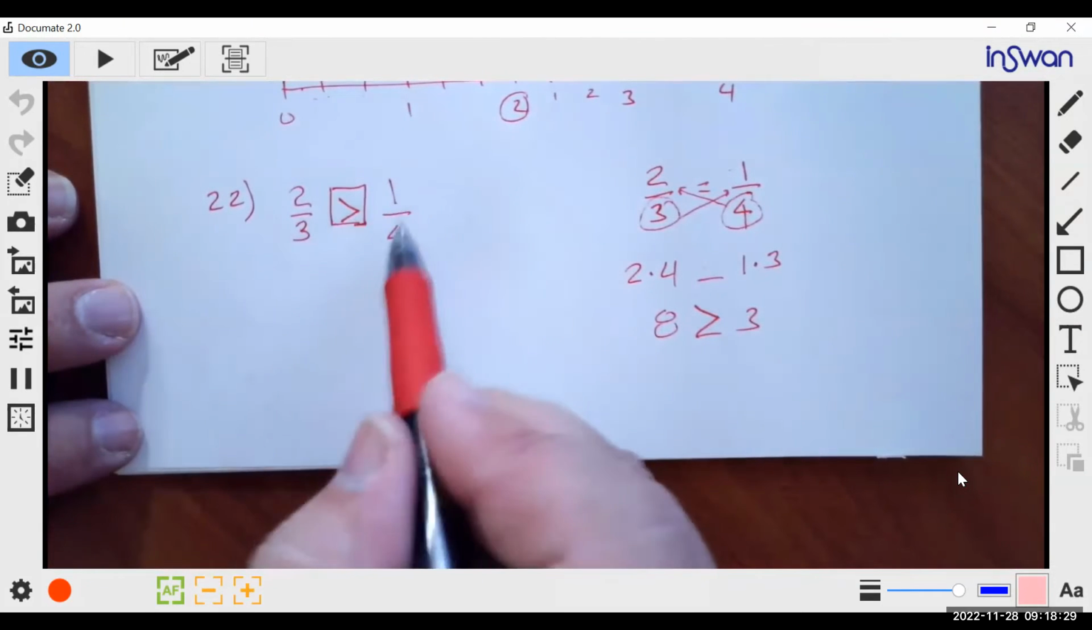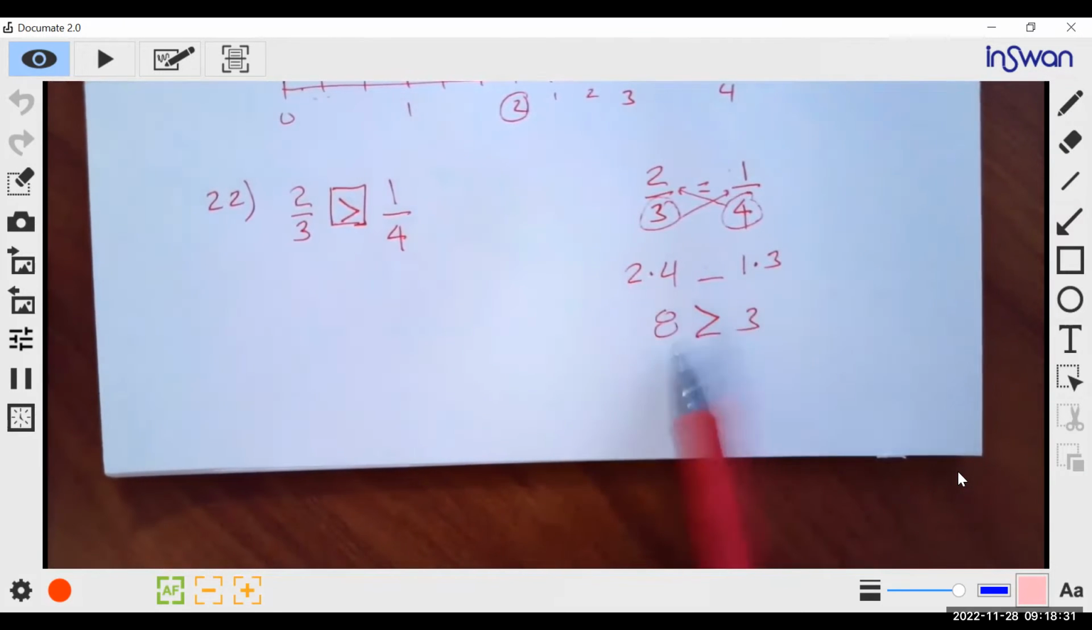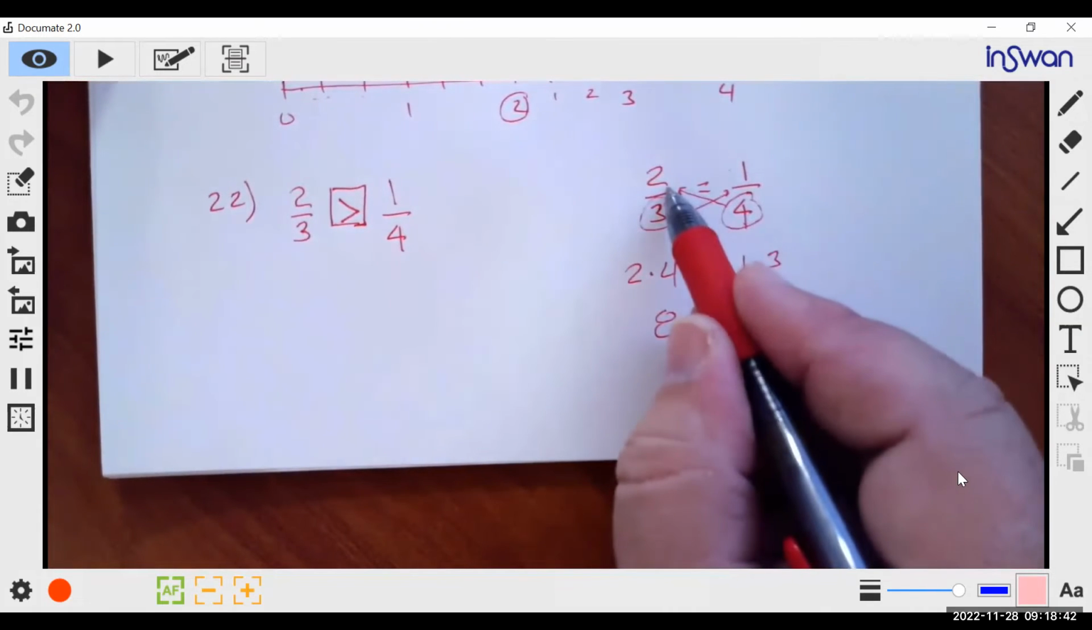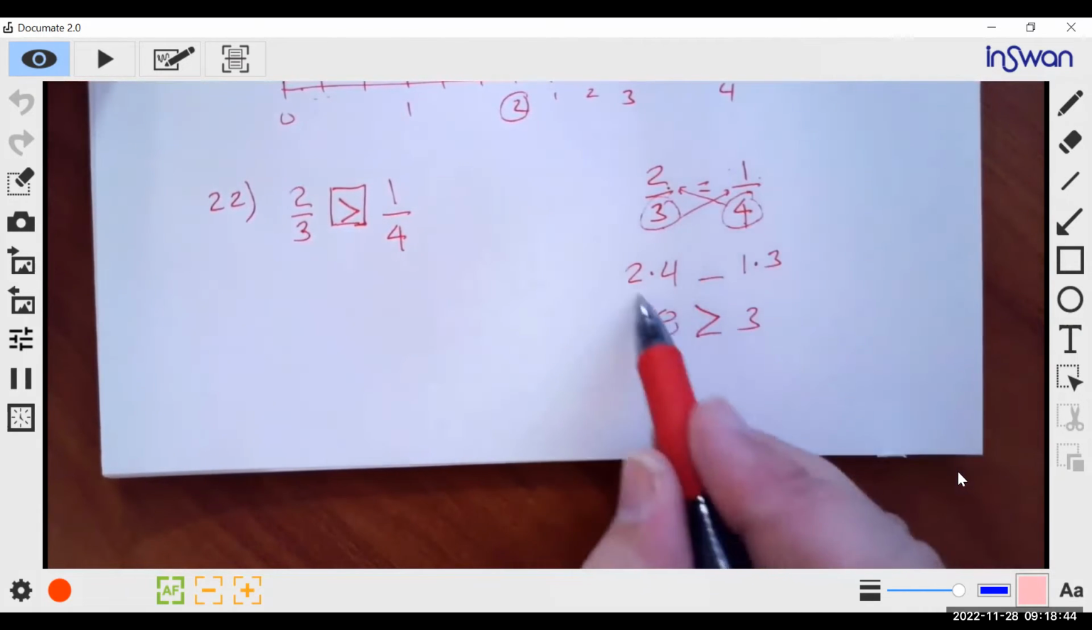So cross multiply them and see what number is bigger. And then it's going to have the same direction, pointy arrow thing. I took this denominator, multiplied over here, this over here, and I compared the numbers.